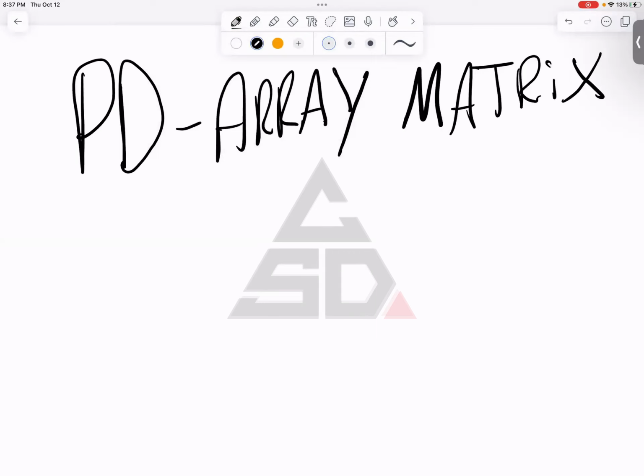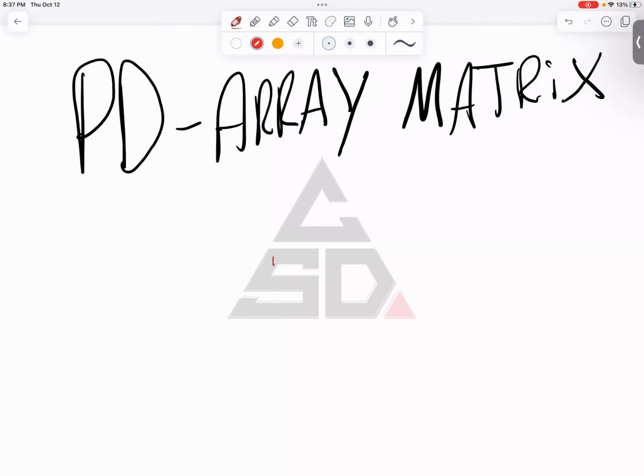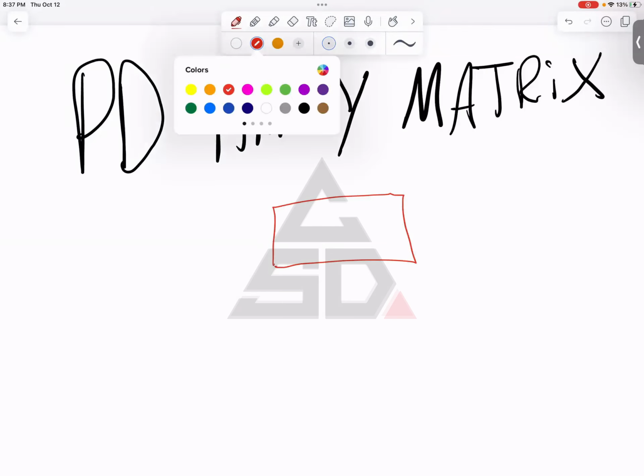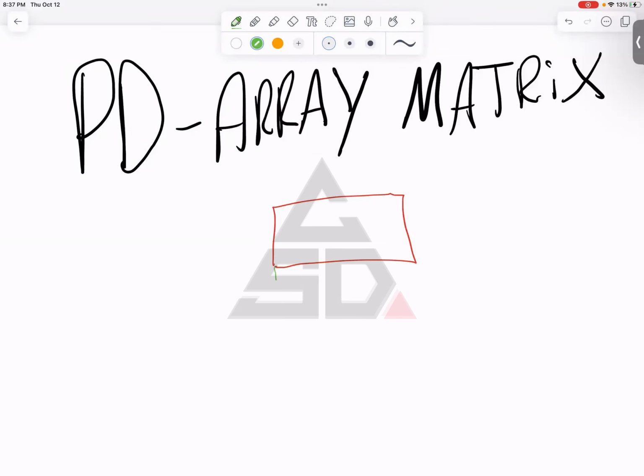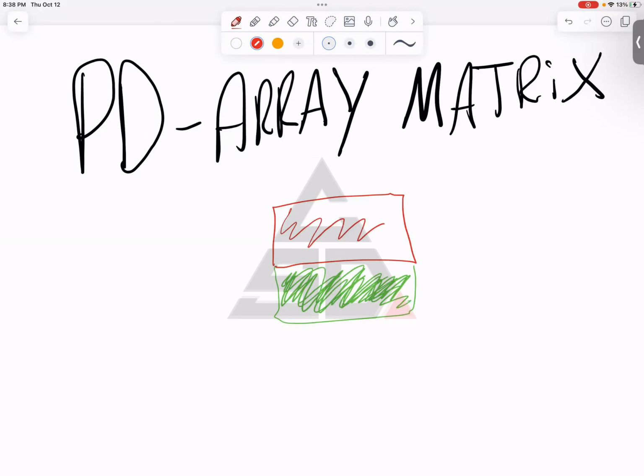Okay, so PD array, in my opinion, is very simple. I think people complicated it out of control. I'm a very simple person. I like to make things very simple, so I'm going to try to break this down to you guys the best way I can.